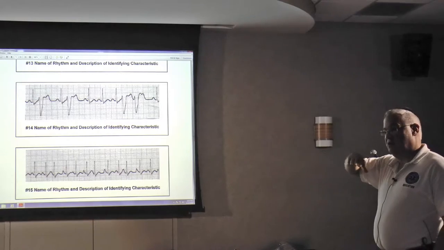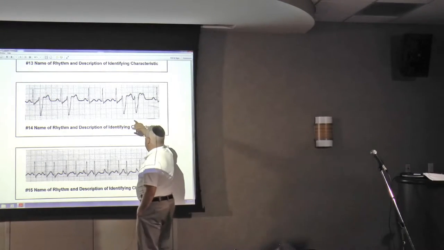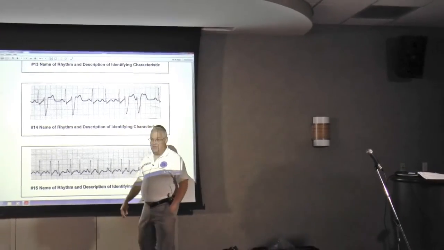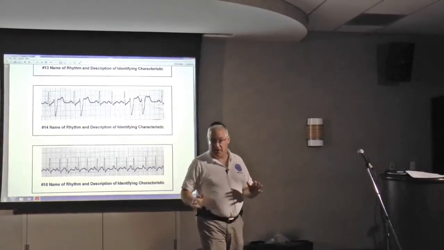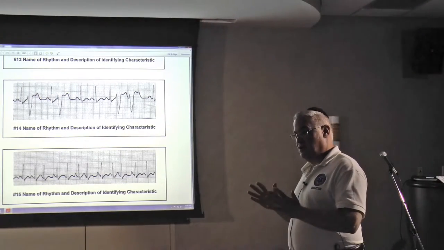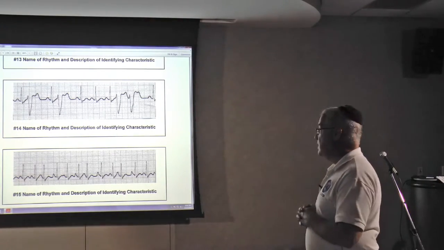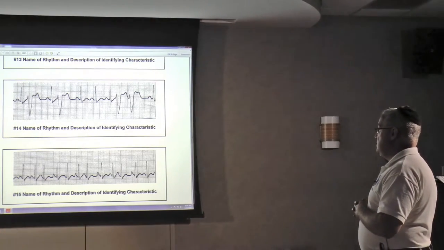In other words, if all of a sudden this just started careening across the screen at a rate of over 100, you would be in VTAC. If it started careening across the screen at a rate of under 100, you'd be in accelerated ventricular rhythm. So either way, it's the ventricles that become the dominant pacemaker, and we don't want that. Okay, everybody see those?